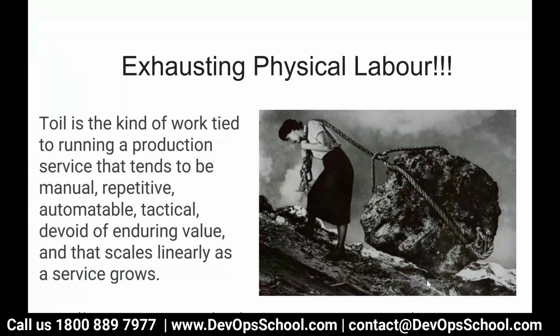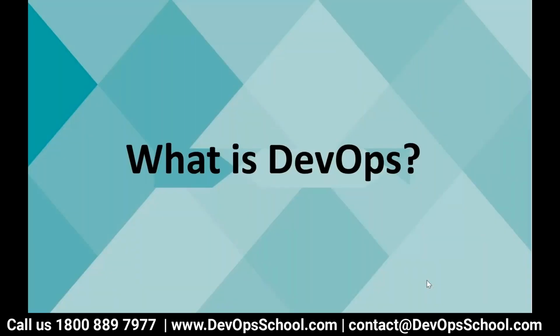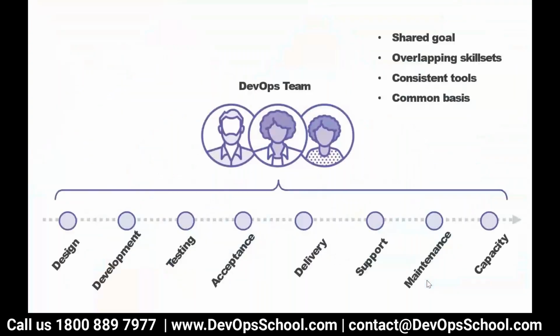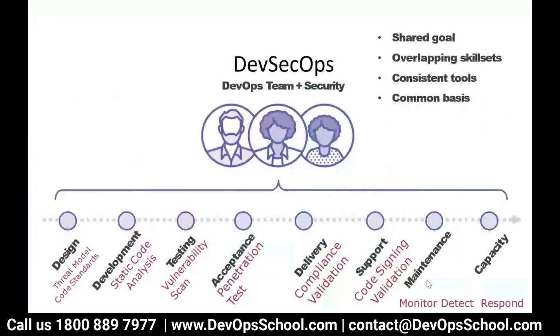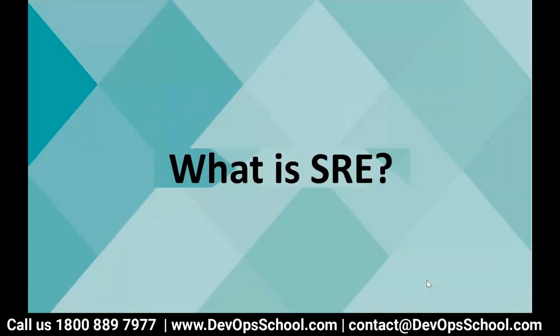So what is toil? Toil is one of the very important terminologies in SRE. Any work which you are doing manually and that you want to automate is called toil. So it should be automated, so you cannot keep doing that work again and again. DevOps, I believe you know that. DevOps, DevSecOps, and so on. SRE also, you understand this.